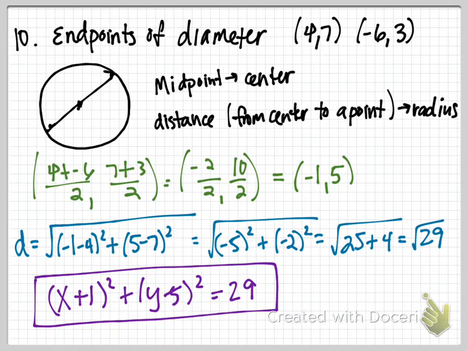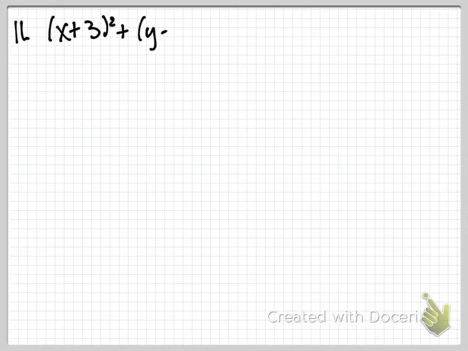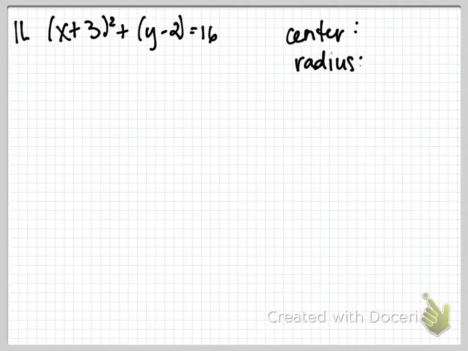All right, let's go to number 11. Number 11 is asking us to sketch the graph of x plus 3 squared plus y minus 2 squared equals 16. In order to sketch your graph, you need your center and your radius. My center is the point negative 3, 2. My radius is 4.